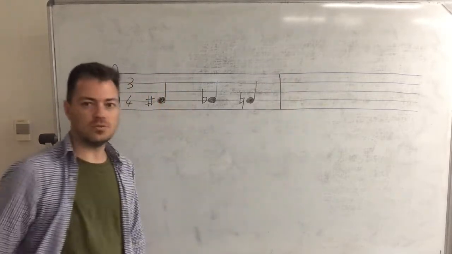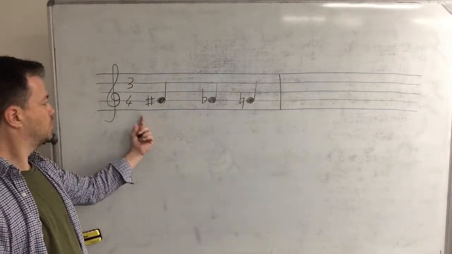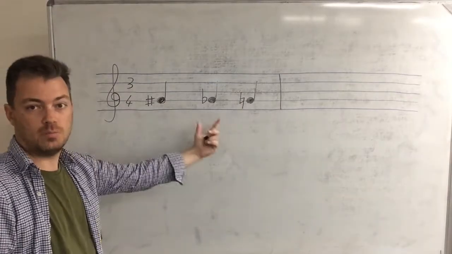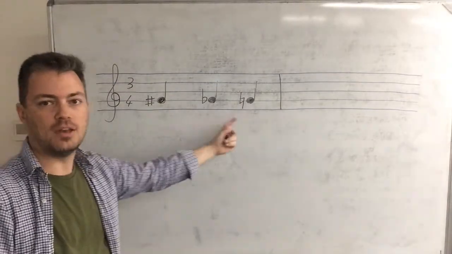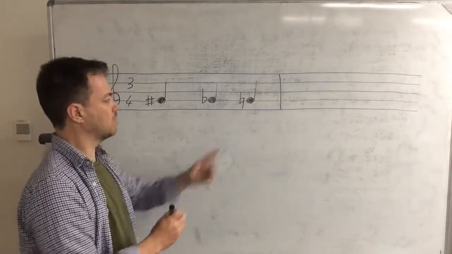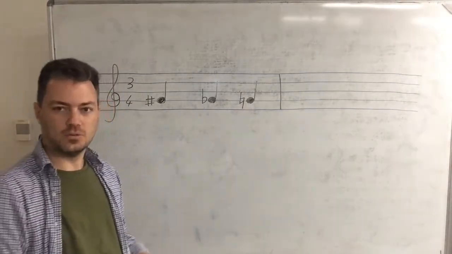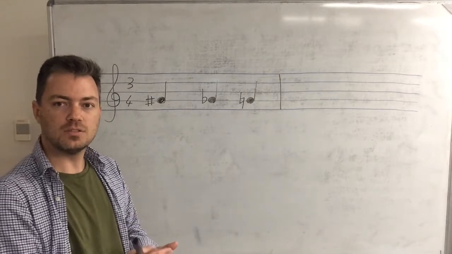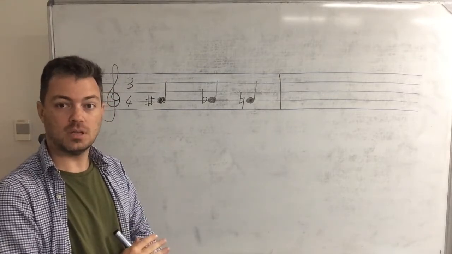So why do we need natural signs? I've just turned that into a bar of 3/4 with 3 beats. We have G sharp, G flat, G natural. If I did not have that natural sign there, accidentals, which is that general name, will last for a whole bar on that particular note.